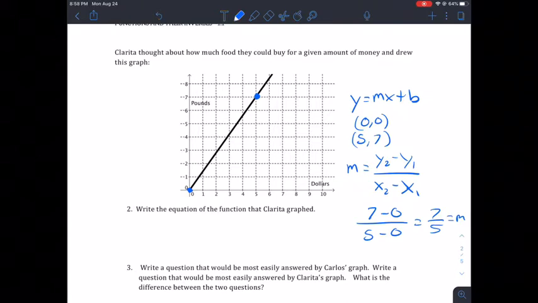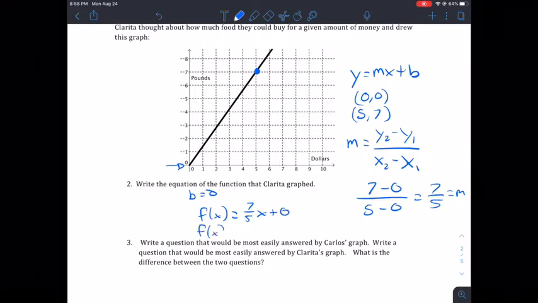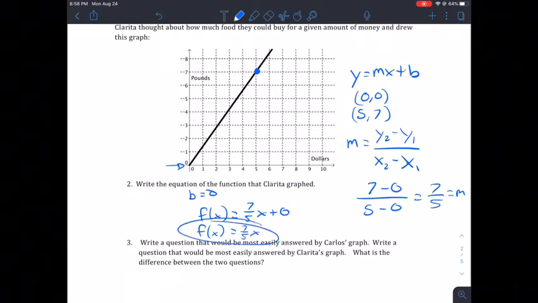Now we need our y-intercept. So our y-intercept is, again, where the line hits the y-axis. And in this case, this also happens at 0. So our b is 0. So now all we got to do is plug it in. We're going to say f of x equals our slope, which is 7/5 x, plus 0. And of course, we don't like to write that 0, so we just have f of x equals 7/5 x. All right. So that is how you would want to write that equation.